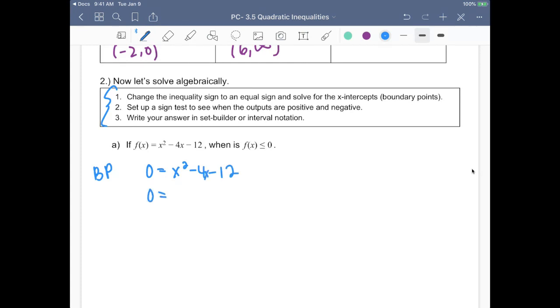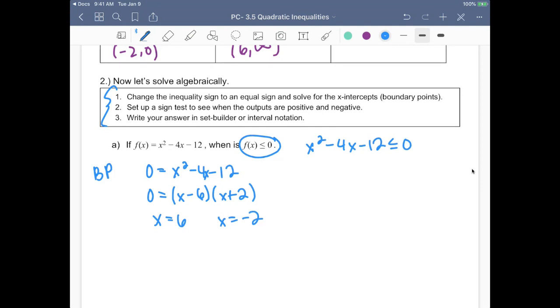Let's rewrite this. What we really want to find is when f of x is less than 0. So when is x squared minus 4x minus 12 less than or equal to 0? We start an inequality by making an equality. So we changed our inequality sign to an equal sign to find our boundary points. I get x minus 6 times x plus 2, so x is equal to 6 and x is equal to negative 2. These are our boundary points.